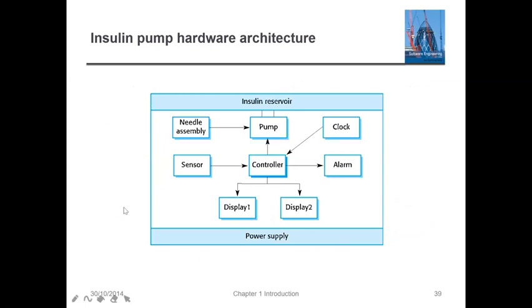So you can see this is the insulin pump hardware architecture. In this hardware architecture you can see the insulin reservoir, which has the pump. The first thing you see here is a controller. This controller will have two displays, display 1 and display 2. Also this controller will have the sensor, which sends its signal to the controller. It has to control and give the alarm, specifying at which hour duration you are going to give the insulin to the patients. And this alarm is also connected with your clock system.